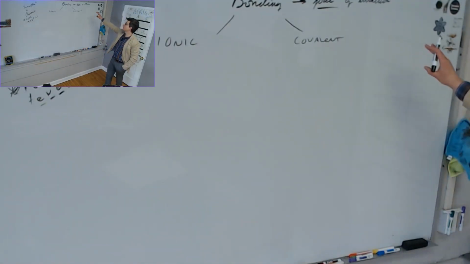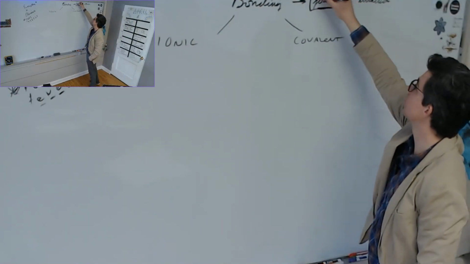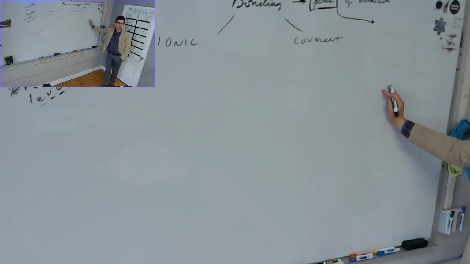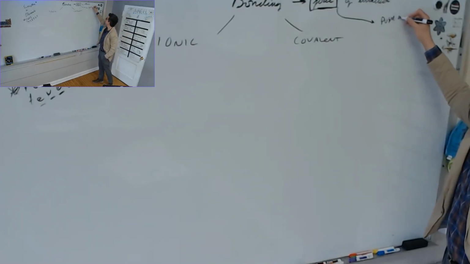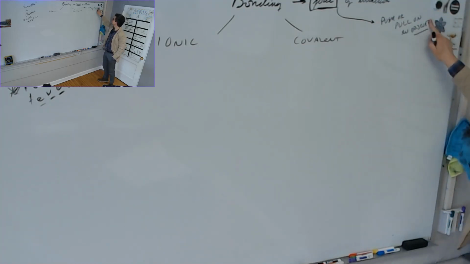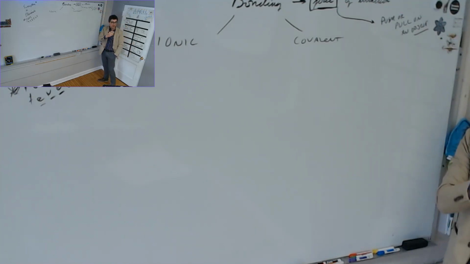So bonding is a force of attraction. What's important about that we use this word force here? Do you remember from the very beginning of the year what a force is? Thank you, Tommy. A push or pull on an object. What are the objects in question here? Okay. Chemicals, atoms, yeah.